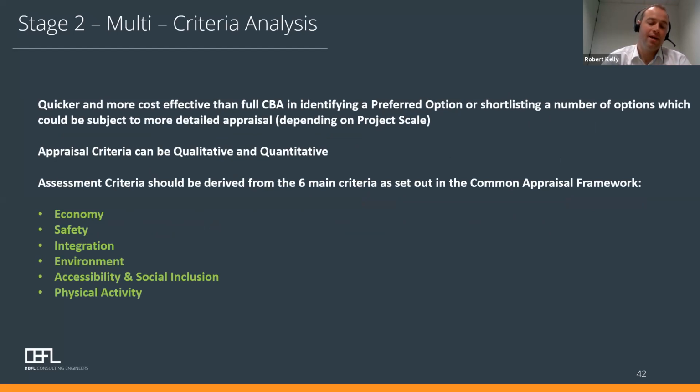So really, I suppose the MCA is seen as obviously a much quicker and more cost-effective method of appraisal compared to a full cost-benefit analysis, and enables, I suppose, an identification of a preferred option or a number of preferred options in a quite efficient way. So the appraisal criteria should be qualitative and quantitative, and I suppose they should be based on the main criteria set out in the CAF, which are economy, safety, integration, environment, accessibility and social inclusion, and physical activity.